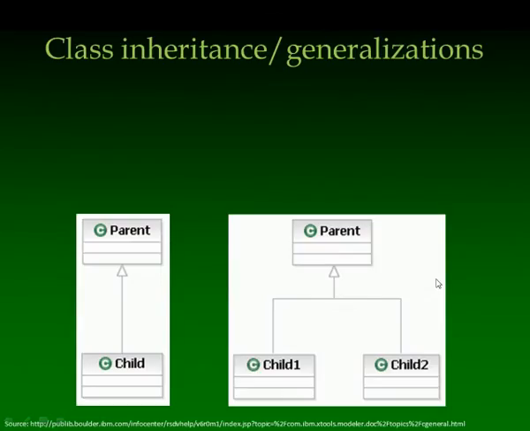Then class inheritance and generalization are shown using this triangular shape. A generalization connects the subclass to the superclass. So with inheritance, child 1 and child 2 are inheriting from parent.